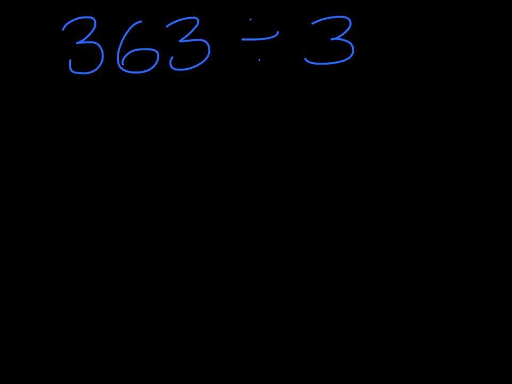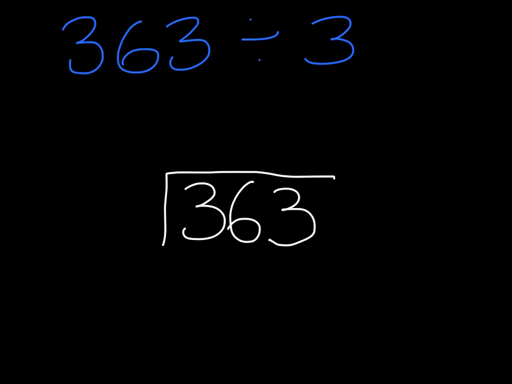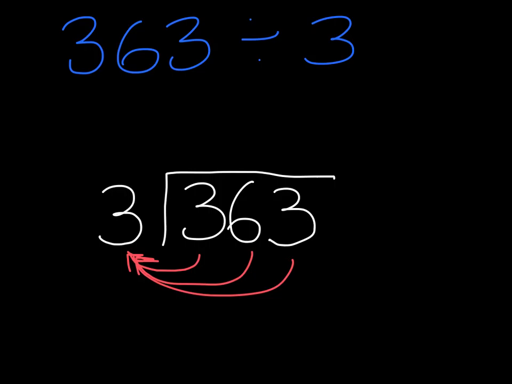Now the reason this is called the bus stop method is because it looks like you draw a bus stop like this and your numbers are queuing up underneath your bus stop. So we've got 363 and then we write the number we're dividing by at the side. Now I've purposefully started with a nice easy one, and what we're basically doing each time is we're dividing 300 by 3 and then 60 by 3 and then 3 by 3. So this is a nice easy one.